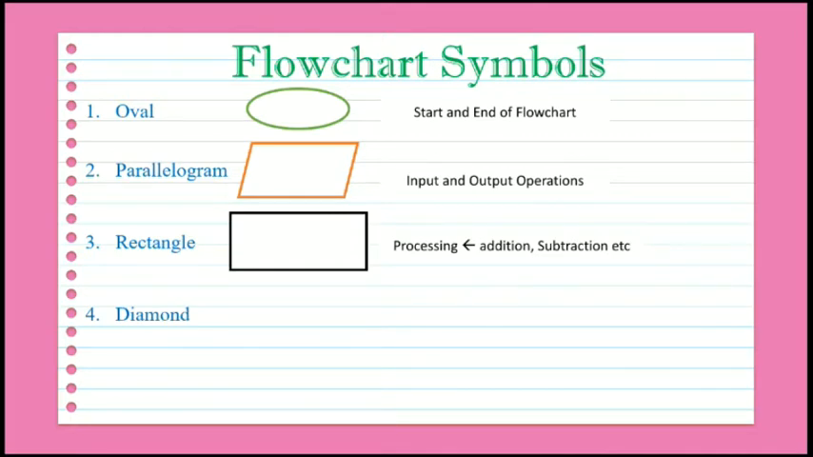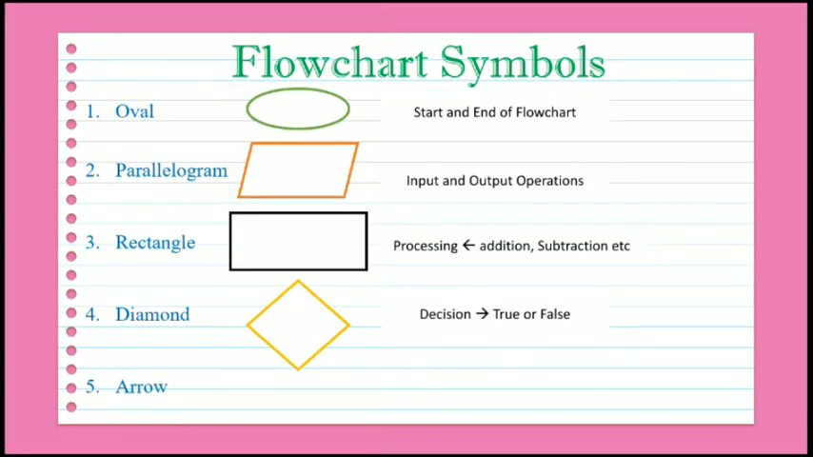Fourth symbol is diamond, and it looks like this. It is used to make any decision in the flowchart. So basically this symbol is used to check the condition in the flowchart. So here depending on condition whether it is true or false, flowchart will select only one path out of two available paths.